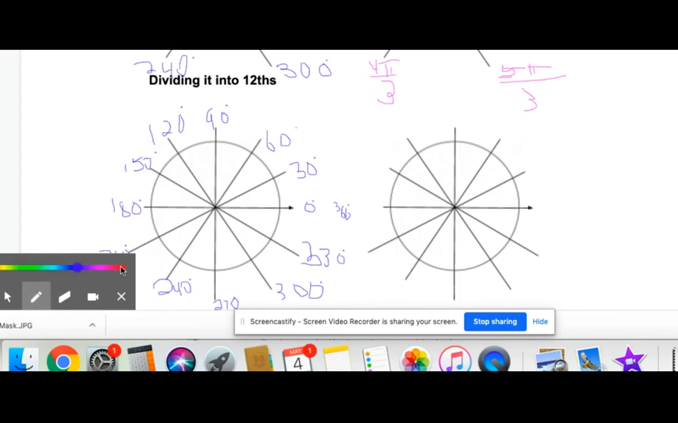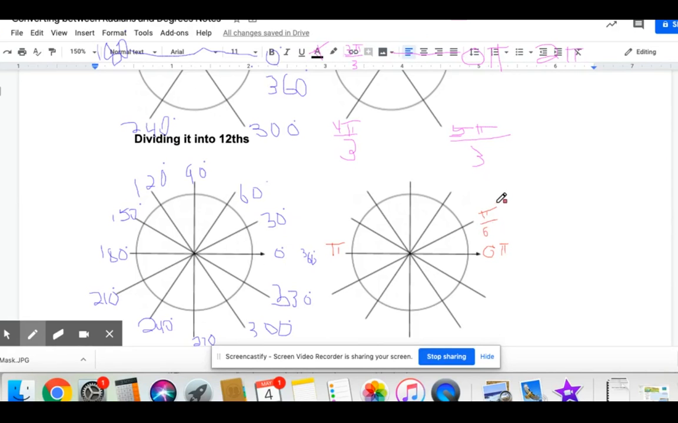So if I were to now have to do these all in radians, when I start, I'm at 0 radians, or 0 pi's. If half of the circle is pi, the top half, if you were to count, would be 1, 2, 3, 4, 5, 6 pieces. So one pi is divided into 6 pieces. So this is pi over 6, which is 30 degrees.